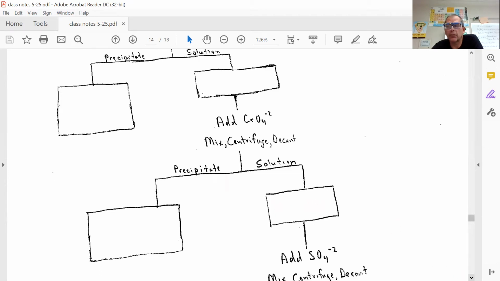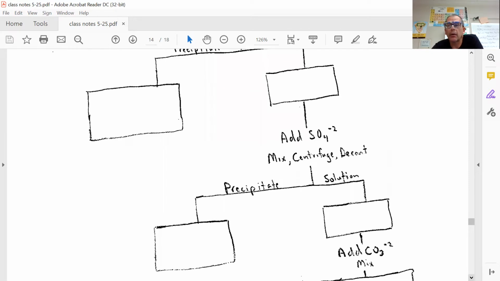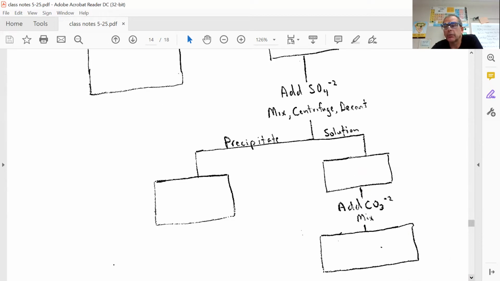And then we add SO4. And there's two things that form a precipitate with SO4. One is barium and one is strontium. Well, barium already formed a precipitate and was gone up here. So it's going to be strontium right here. So the strontium is going to go in right here. And the calcium is going to be left behind. In the last reaction with CO3 minus 2, everything forms a precipitate with CO3 minus 2. We've already separated them out. So the CO3 minus 2 test is a verification test for calcium right here.